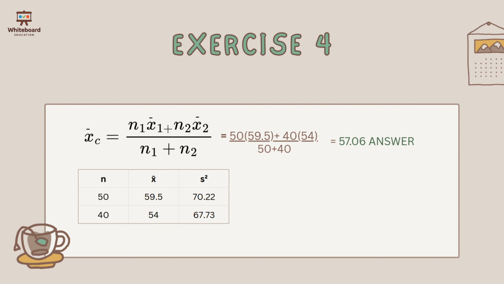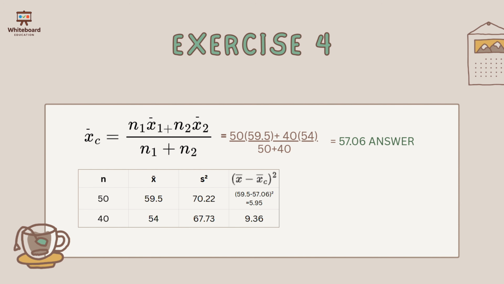So for that, let's tabulate the data for convenience. Next, add a column (x bar minus the combined mean xc bar) whole squared. For that, we subtract each x bar from the combined mean, like here, 59.5 minus 57.06, whole squared, is equal to 5.95. We do the same steps for the second row and get 9.36.